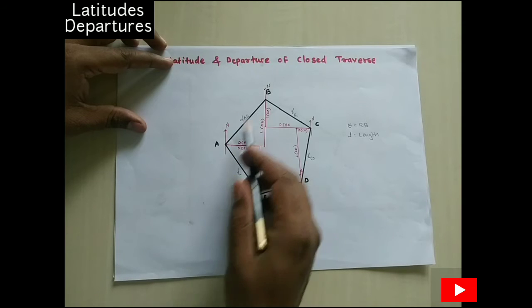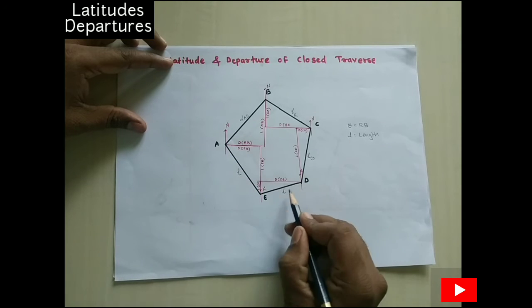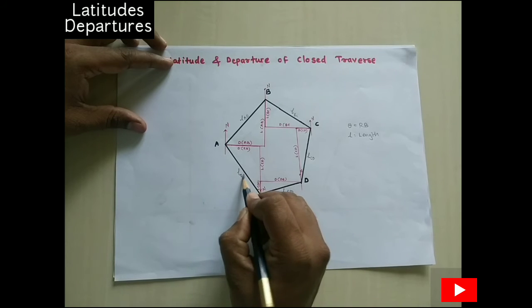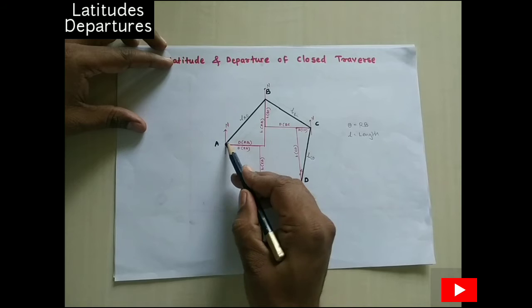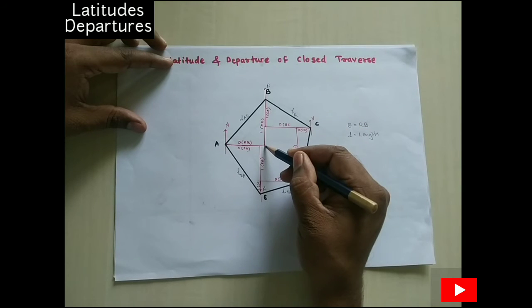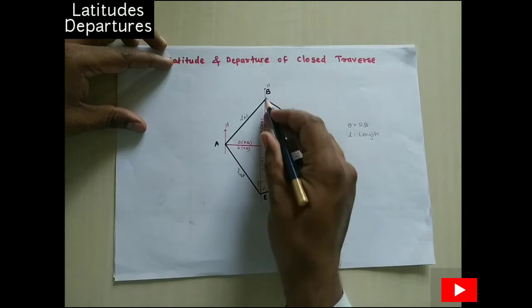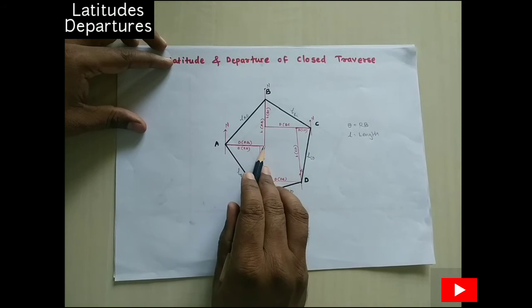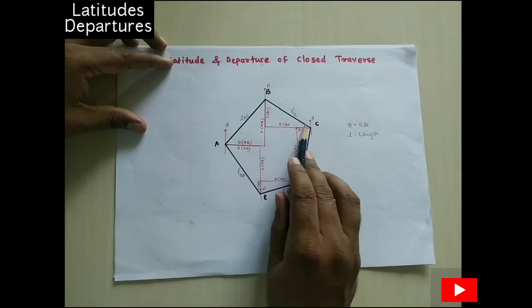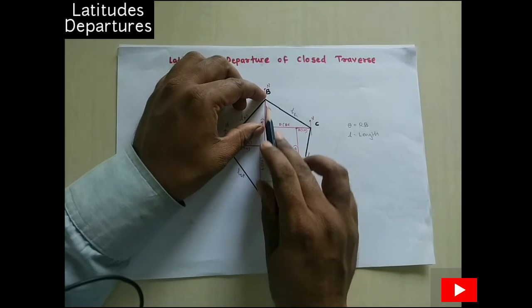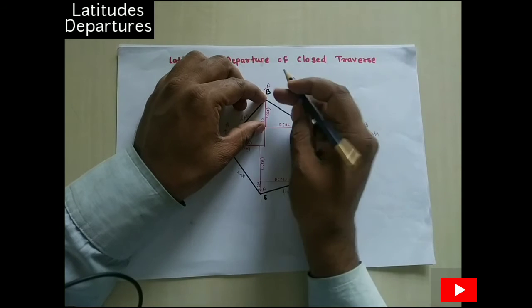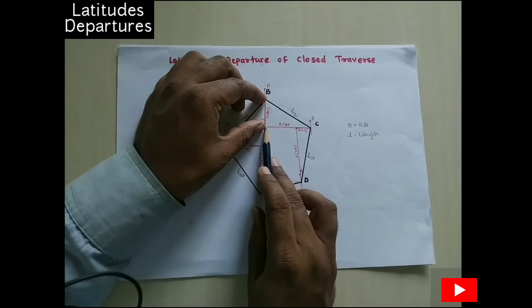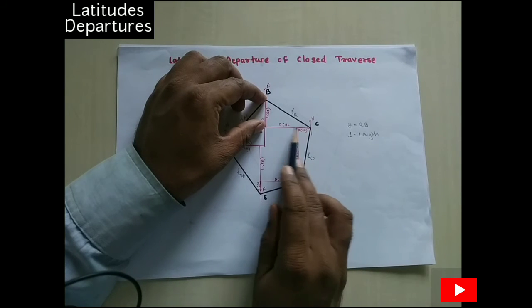Here you can see the AB line. I need to first complete this work. What is the latitude of AB? This vertical line indicates the latitude of AB, and this is the departure of AB. Got it, everyone? For the next line BC, here this is the vertical line. Only this dimension indicates the latitude of BC, and this horizontal dimension indicates the departure of BC.